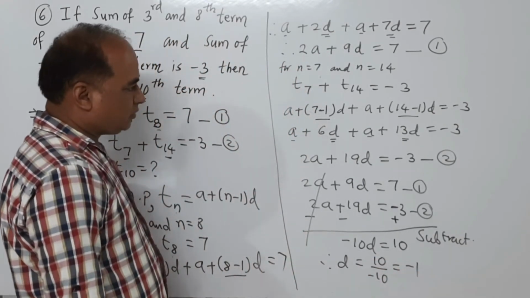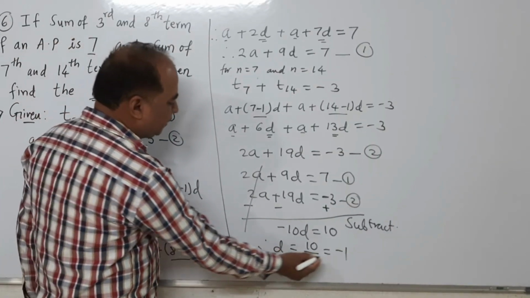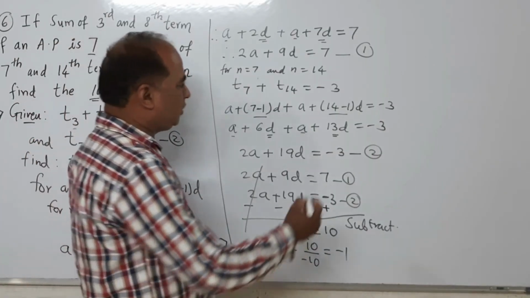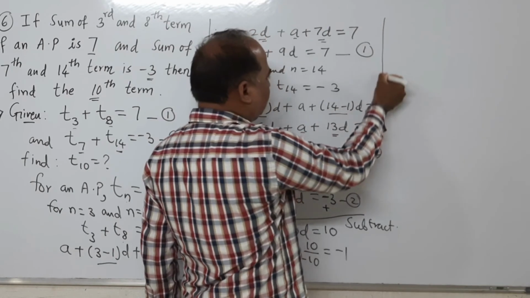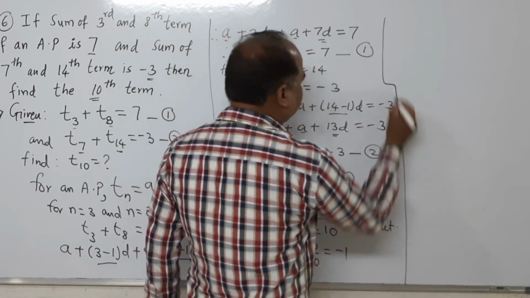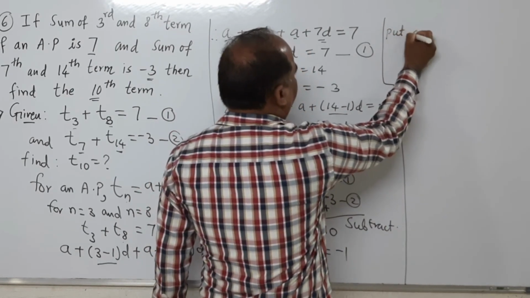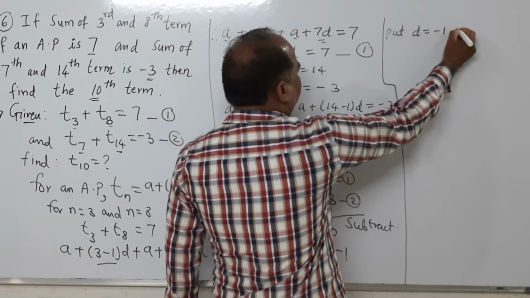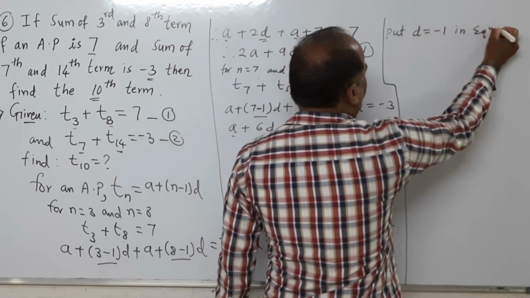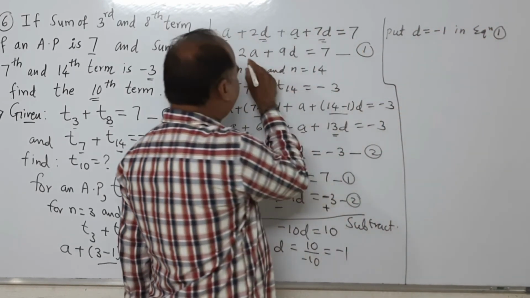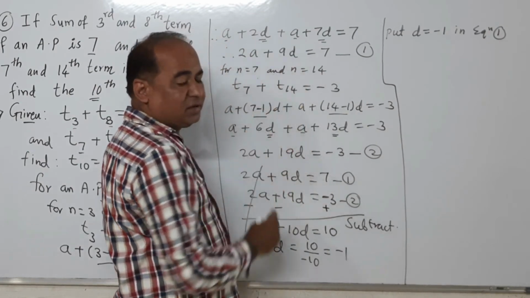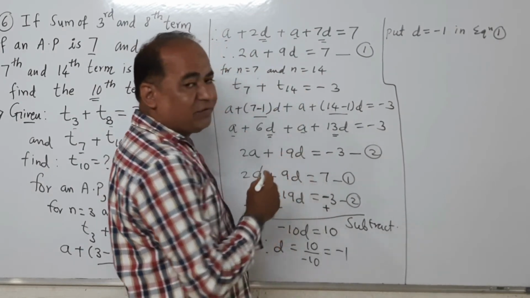Now substituting the value of d is equal to minus 1 in equation first. So put d is equal to minus 1 in equation number 1. Our equation number 1 is 2a plus 9d is equal to 7, and we will find the value of a.